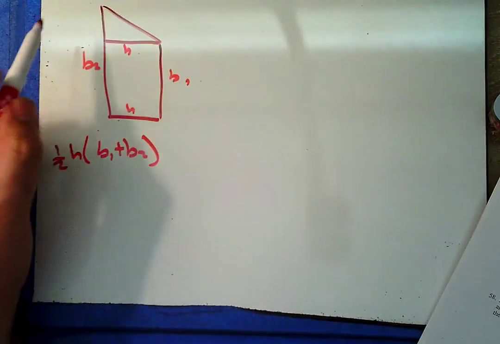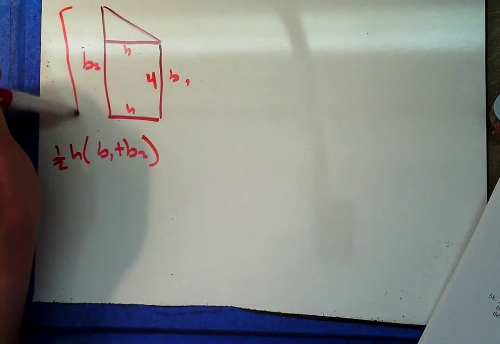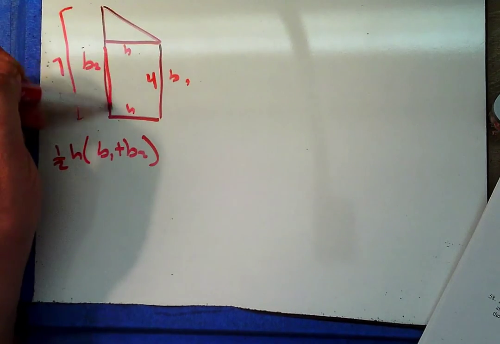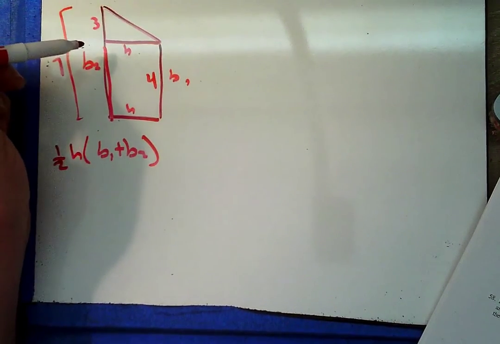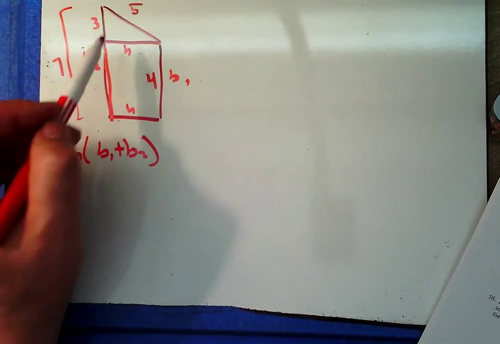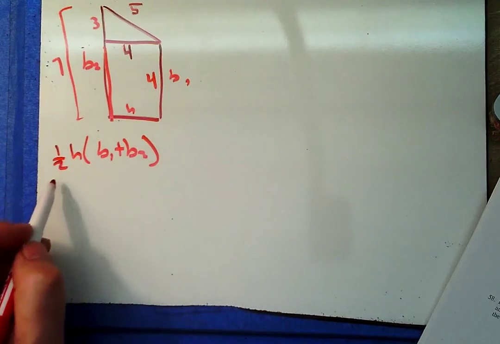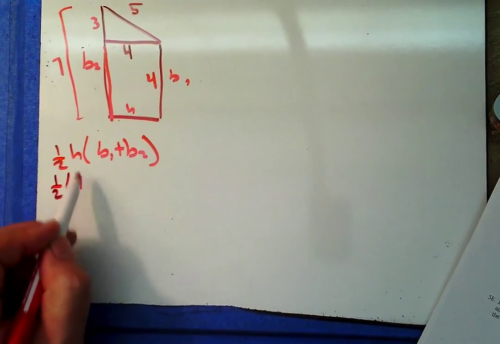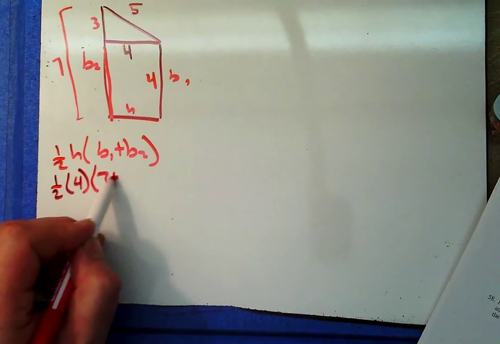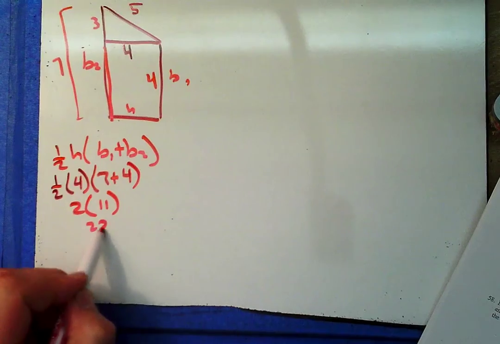I'm looking for height. I know that this length is 4, this length is 7, and if this part is 4, then this must be 3, and I'm told that this is 5. Oh, look, a 3, blank, 5 right triangle. So this height must be 4. So 1/2 times 4 times 7 plus 4, or 2 times 11 for 22.